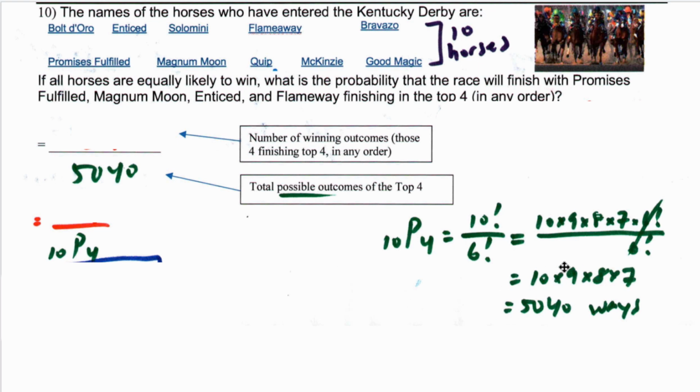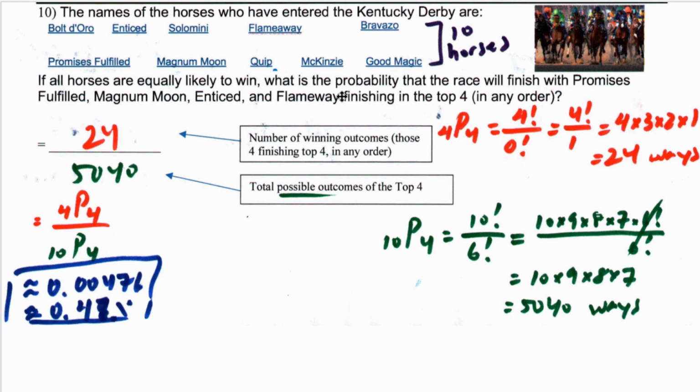Note, again, the multiplication counting principle is also totally fine here. You can say, I've got 10 possibilities for the first horse to finish. Then I've got 9 possibilities for the second place finish. Then I've got 8 possibilities for third place finish. And then 7 possibilities for fourth. Okay, now how many ways are there for these four, Promises, Magnum, Enticed, Flameway, to finish in the top four? You could do the multiplication counting principle, you could write out the sample space, or the formula. Probably easiest to use the multiplication counting principle.